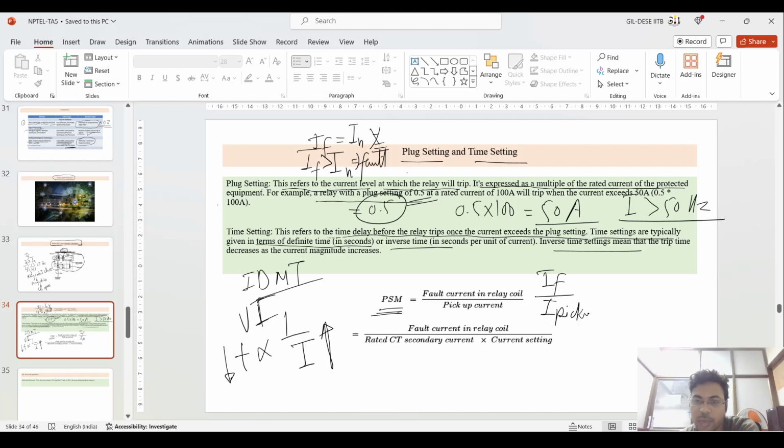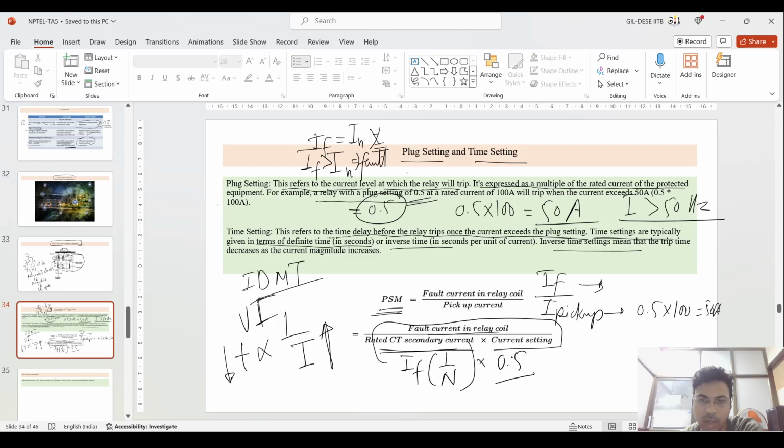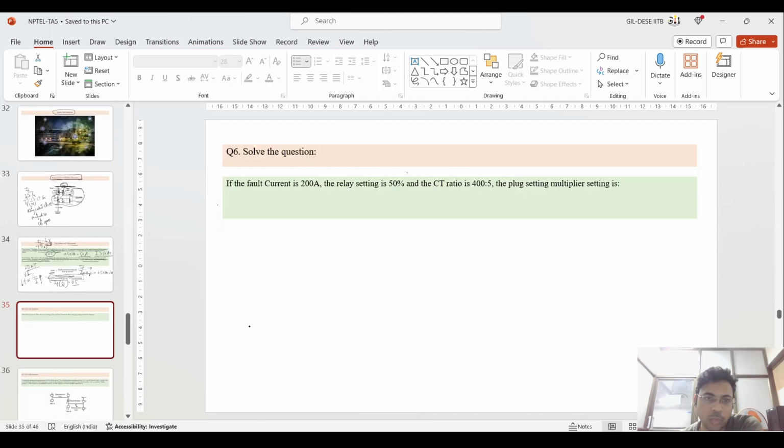The plug setting multiplier is the ratio of the fault current divided by the pickup current. Pickup current, as in the previous example, is 0.5 multiplied by 100, that is 50, and if the fault current is greater than 50 amps, it should trip. That is the same as the fault current divided by the rated CT secondary current multiplied by the current setting. That is what I have told, because the rated secondary current is I fault divided by N, which is transferred to the CT secondary, multiplied by the current setting. The current setting is 0.5, which I have taken, and this is the fault current ratio.